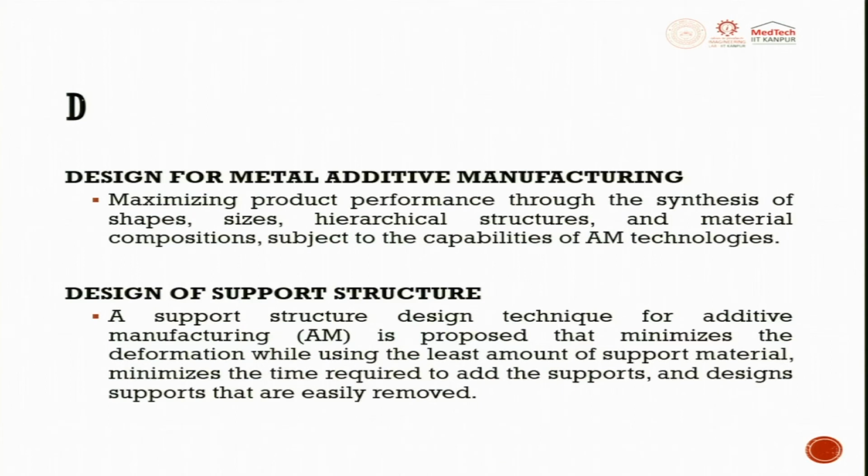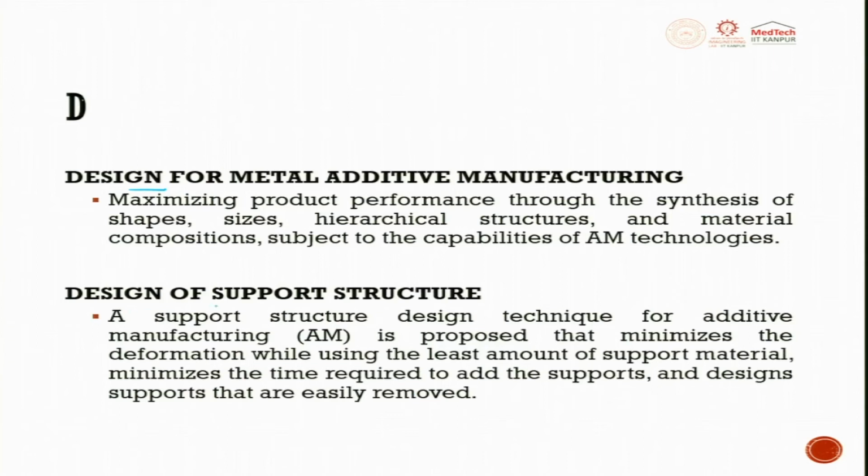Then, design for metal additive manufacturing is a concept which is coming up. Here it is about maximizing product performance through the synthesis of shape, size, hierarchical structures and material composition, subjected to the capability of the AM technique. There is a new field which is called design for metal additive manufacturing. Like design for manufacturing, we also call it design for metal additive manufacturing.